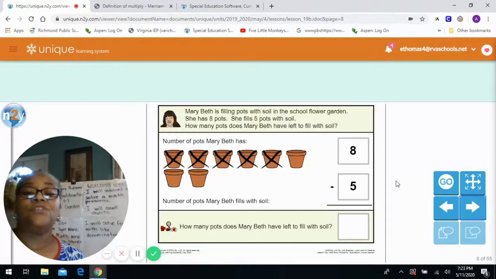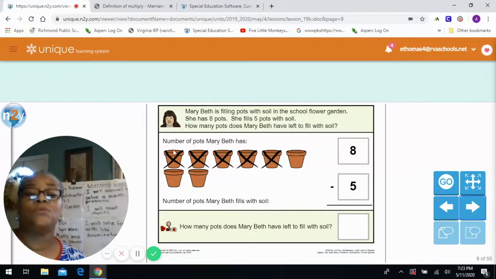All right, let's continue. We're going to do one more. Now, this one is showing you that we're just talking about how many she has. And when we compared, we did the more. So Mary Beth is filling pots with soil in the school flower garden. She has 8 pots. She fills 5 pots with soil. How many pots does Mary Beth have left to fill with soil? Left, what does that mean? That means subtraction.